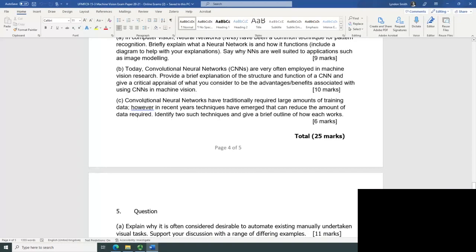Okay. Convolutional neural networks have required large amounts of training data. However, in recent years, techniques have emerged to reduce the amount of data. Now, can you guys think of any? I mentioned a couple of these techniques. Yeah, you can transform images, so rotate the object or shrink it. Yeah, you get a load of images, you start flipping them, rotating, scaling them. You wouldn't think that would make any difference, would you? But you add them to the training data set and it improves the performance. And that's called data augmentation. An important technique.